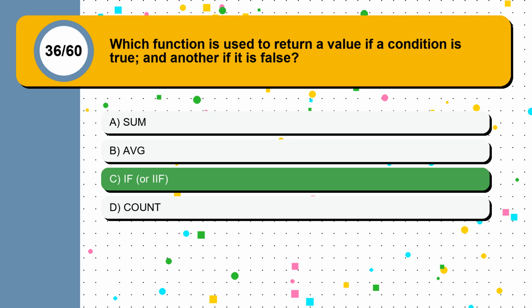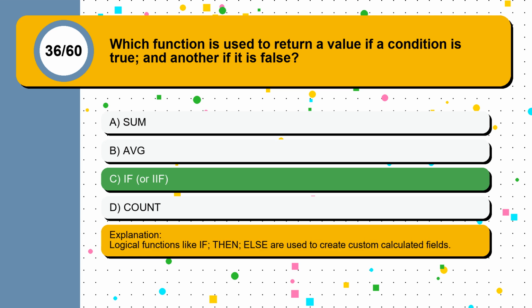The correct answer is option C, if or IIF. Logical functions like if, then, else are used to create custom calculated fields.